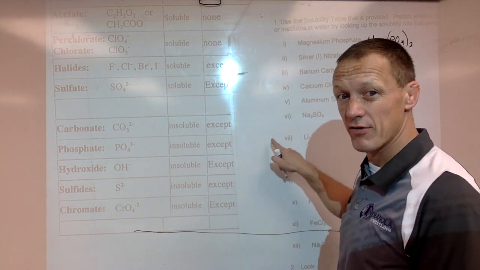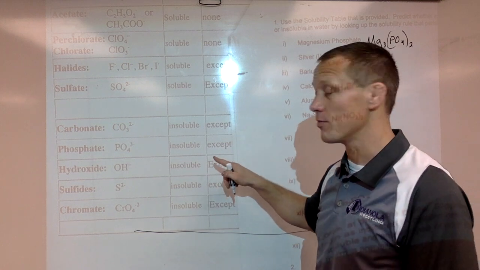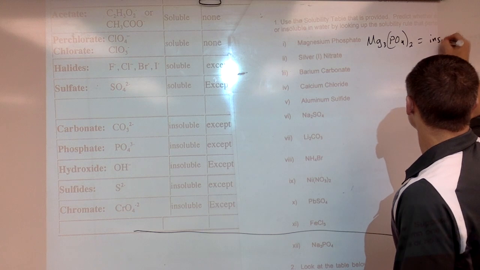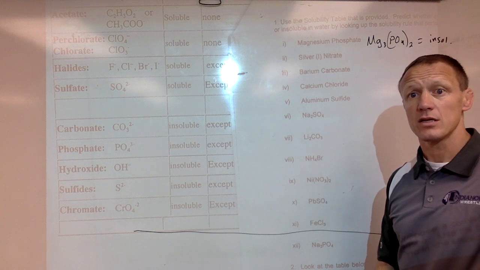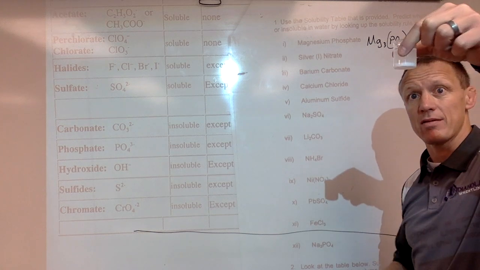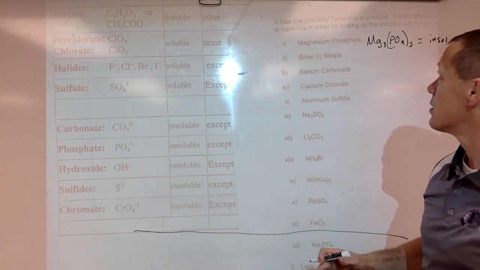Unless they're family 1, they are insoluble. So this compound would be insoluble. It will not dissolve. That means it could form a precipitate. It would be the insoluble thing. You mix two chemicals together, it might be the thing sitting at the bottom there.